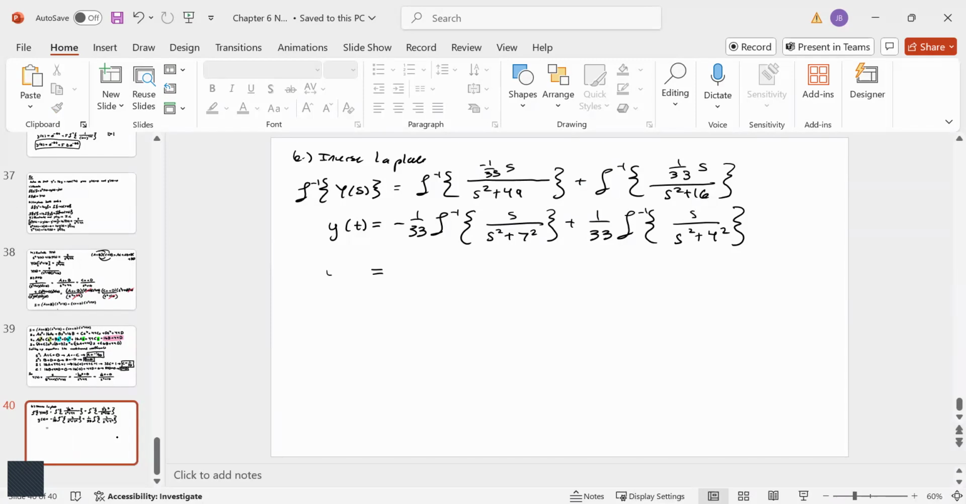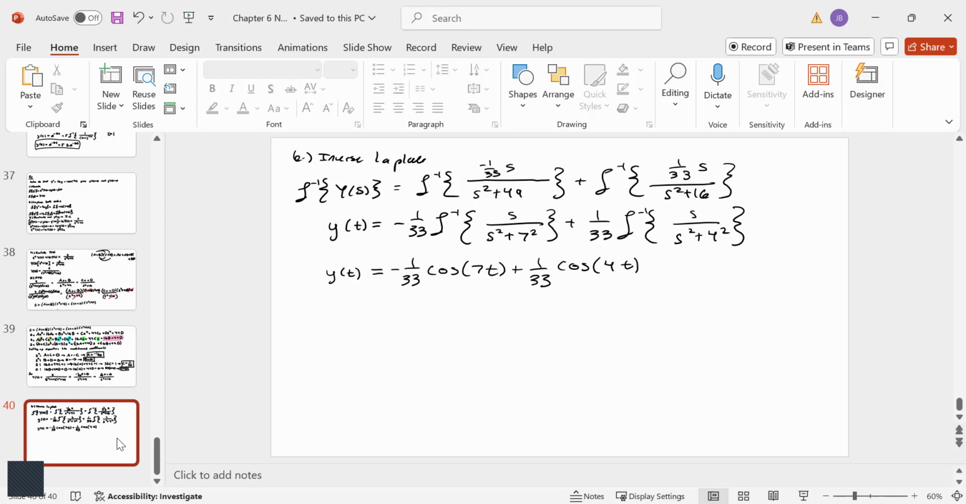And then my solution is negative 1 over 33 cosine 7t, not 70, but 7 times t, plus 1 over 33 cosine 4 times t, like that.